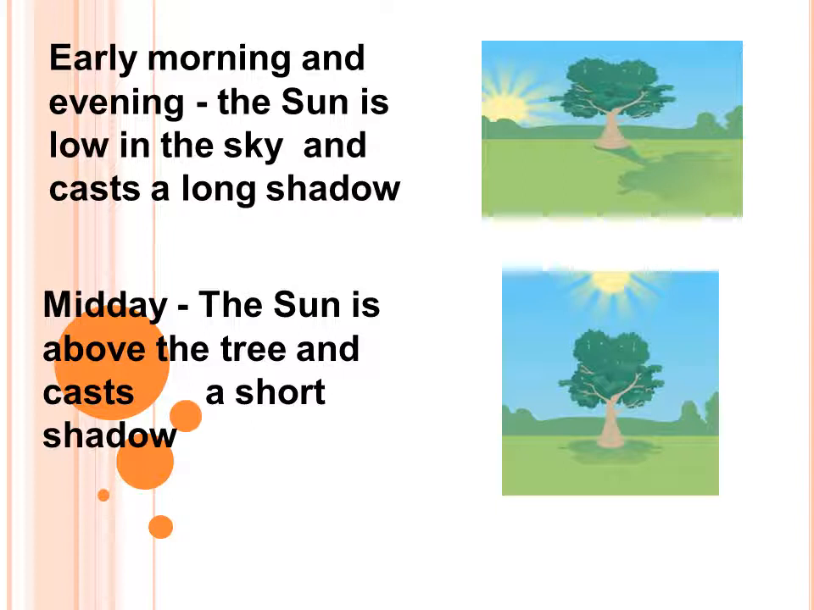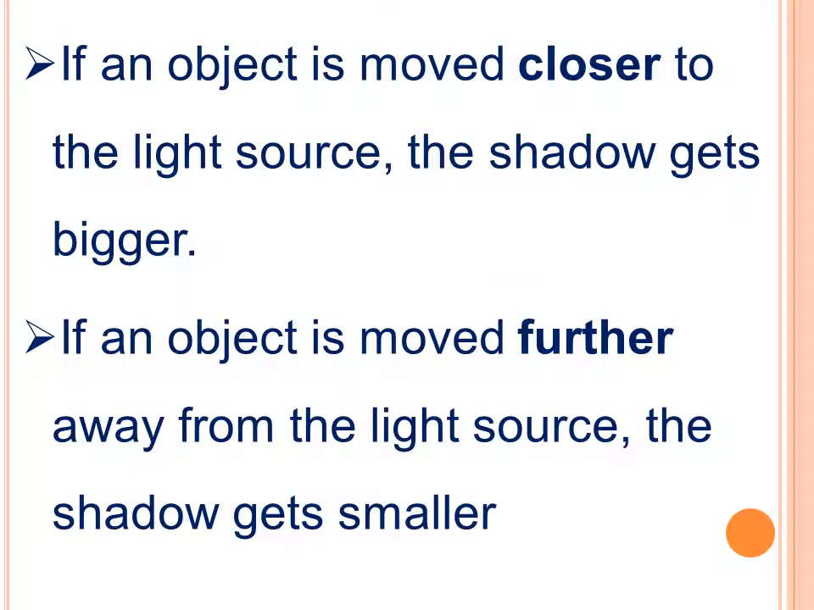So we can say that the length of the shadow depends upon the source of light. If an object is moved closer to the light source, the shadow gets bigger. That means if an object is kept closer to the source of light, we will see a big shadow. The shadow will appear large. But if you move the same object away from the light, the shadow will get small.